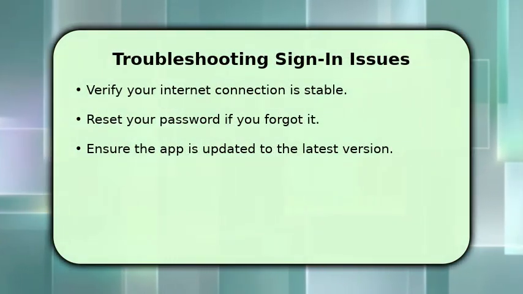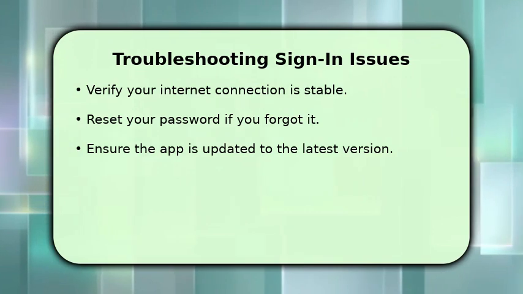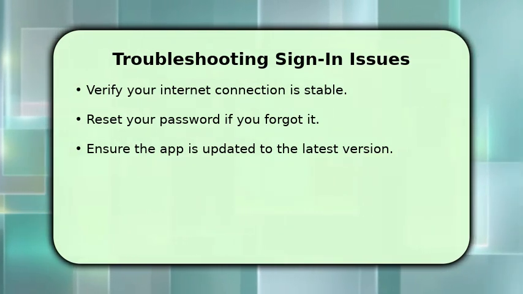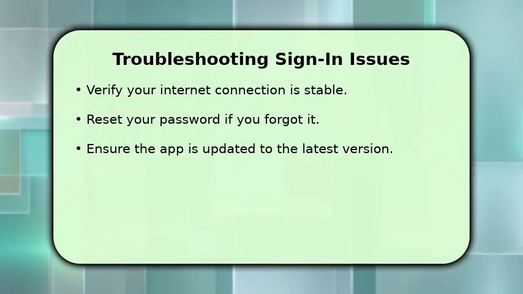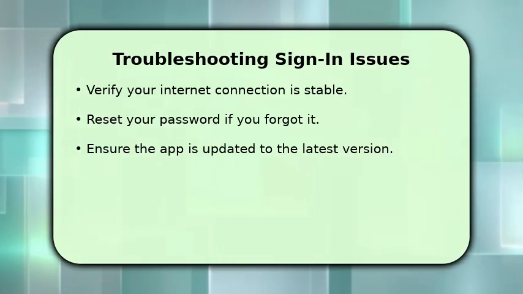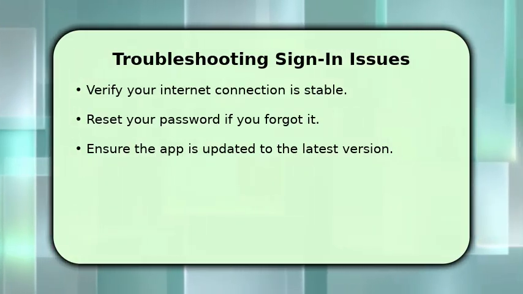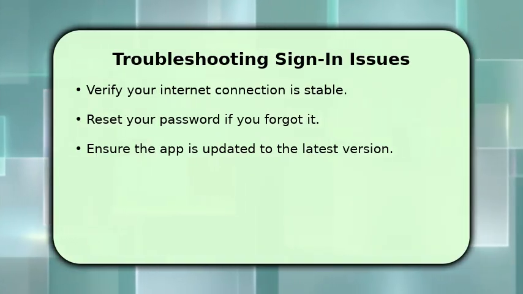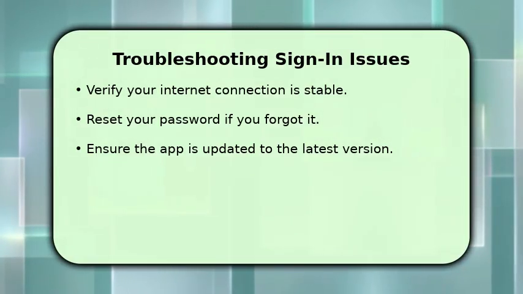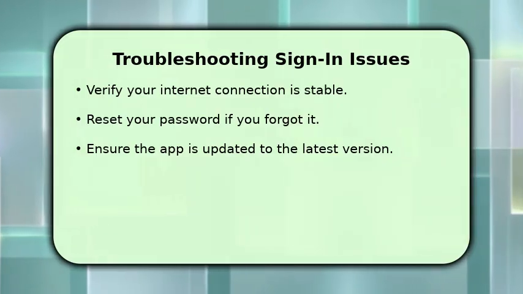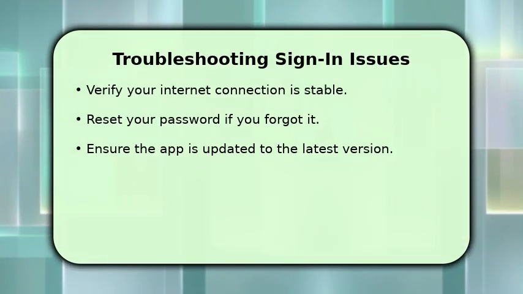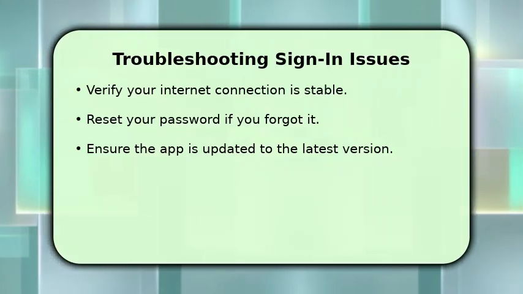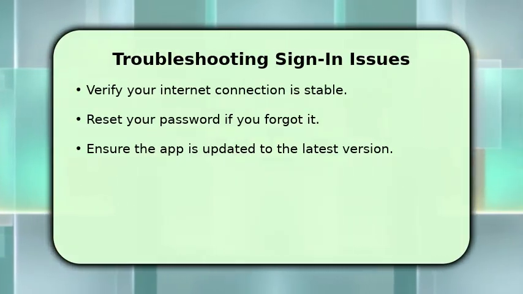Sometimes, you might encounter issues when trying to sign in. First, always check your internet connection. A weak signal can prevent login. If you've forgotten your password, use the Forgot Password link on the sign-in screen to reset it securely. Also, make sure your Coinbase app is updated to its latest version from your device's app store. Outdated apps can sometimes cause unexpected login problems, so keeping it current is a good practice.